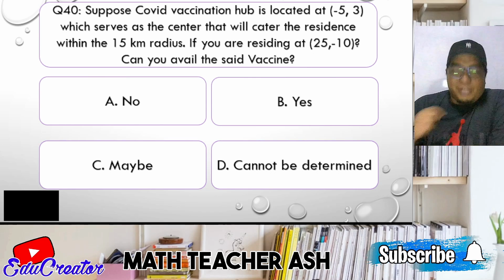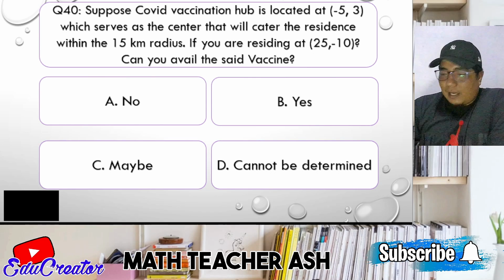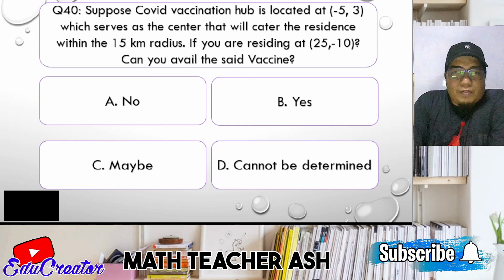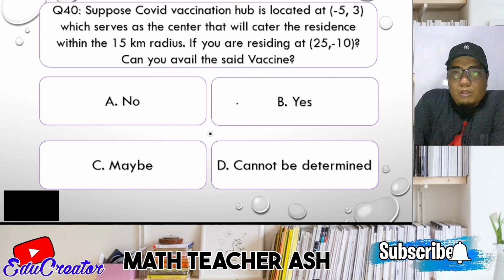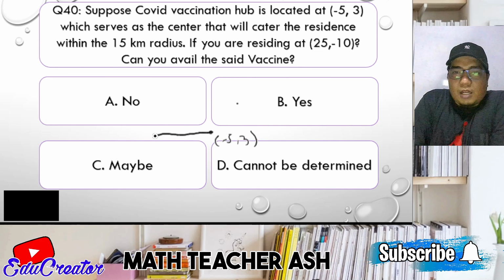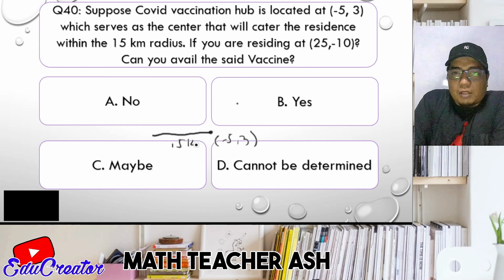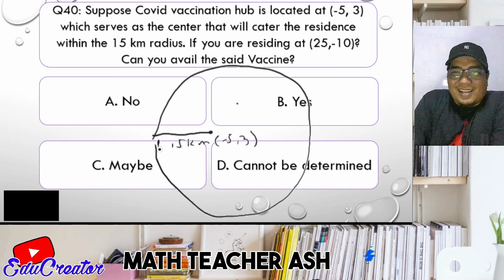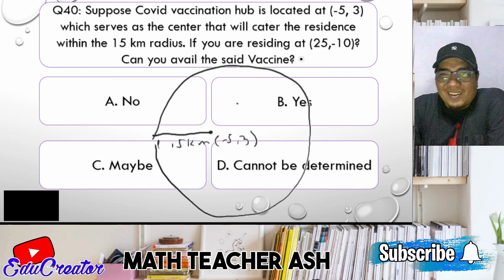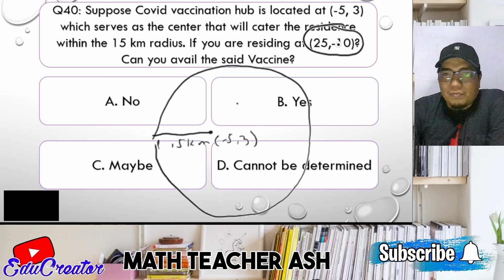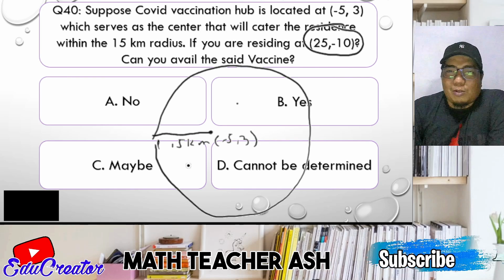Okay, my dear math learners, ang tanong na ito is basically an application of the distance formula. Okay, so if this is the case, yan. So ito daw yung hub. So let's say ito, ang lugar nito is (-5, 3). Yan. Then ang radius niya na kaya ibigay is 15 kilometer radius. So if that is the case, the circle could be like this. Yan. Pasensya na kayo sa circle ko. Ang tanong, ito bang (25, -10), pasok ba ito dito sa loob?